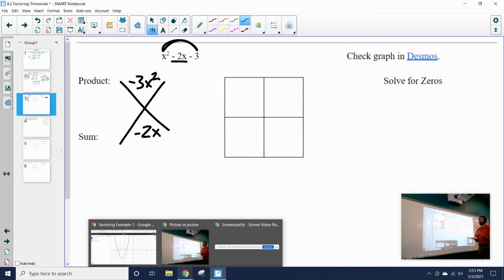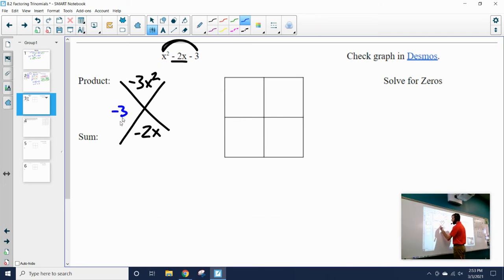Well, -3 is a prime number, so the only numbers that can multiply to equal -3 are going to be -3 and 1. Well, if I add -3 plus 1, it's going to give me -2. So this is going to be -3x and 1x should be my two values, because -3x times 1x is going to give me -3x squared, and -3x plus 1x is going to give me -2x. So I can fill those in as my two boxes inside.